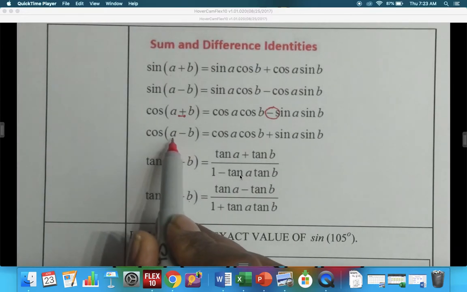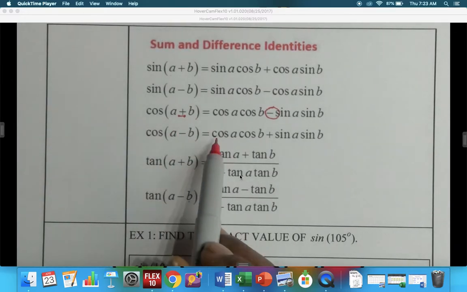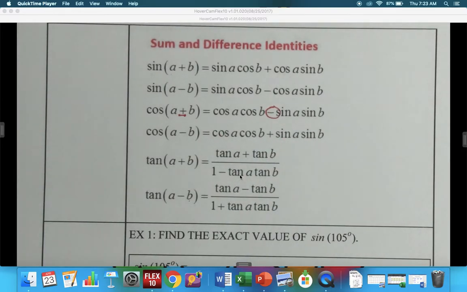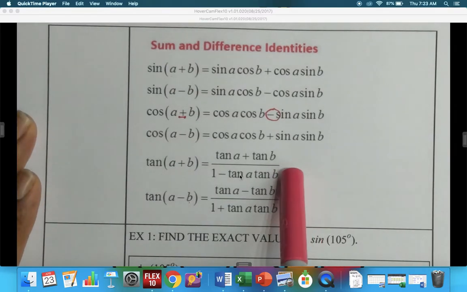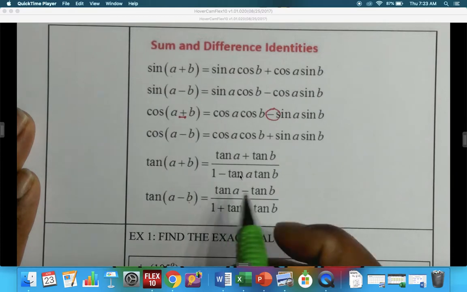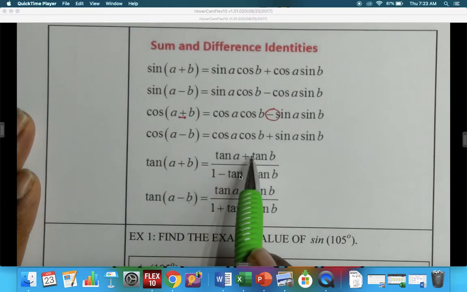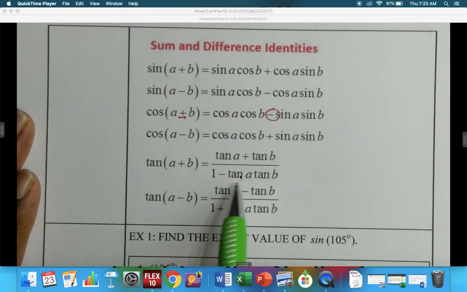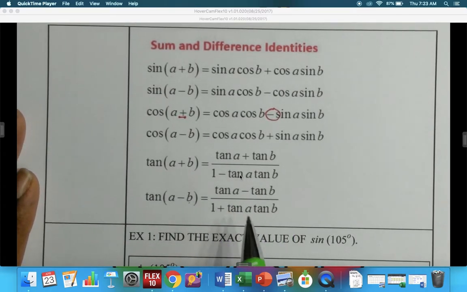And then for cosine, if I have the difference of two angles, it's still cos A cos B, but now it's plus sine A sine B. Okay, and then we have our tangent formulas here. They involve a little fraction. So tangent of A plus tangent of B over 1 minus tan A tan B, and then likewise for the difference of A and B.